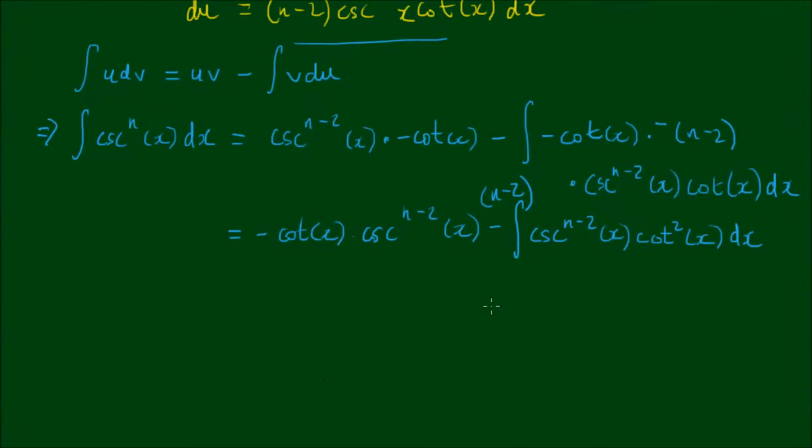Okay, so earlier we established cot squared of x plus 1 equals cosec squared of x.